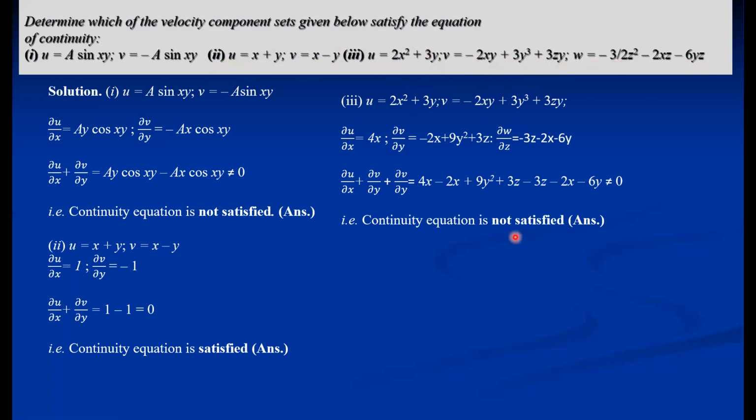The expression can be given in different ways, but every time you have to differentiate each component in its own direction only. The x component in the x direction, the y component in the y direction, the z component in the z direction, and then add all three differentiations. If it comes to 0, then the continuity equation is satisfied. If it doesn't, it isn't satisfied. That's as simple as it is.